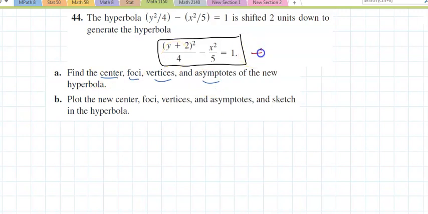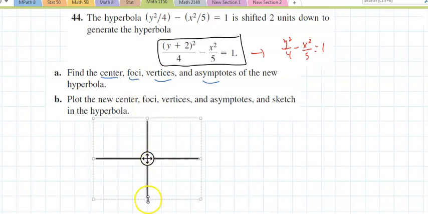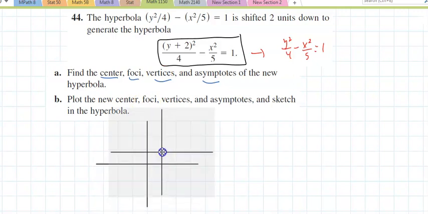I'm going to look at y squared over 4 minus x squared over 5 equals 1. That's really what I'm going to graph. I'm going to do all the work on that. I am going to look at how that graph looks and label everything that they want.